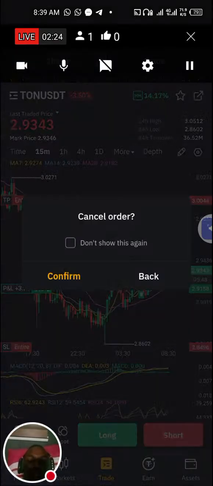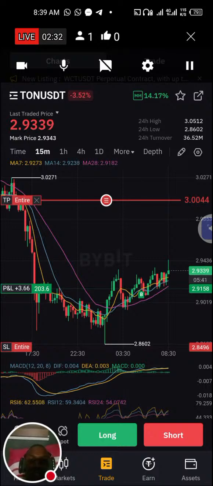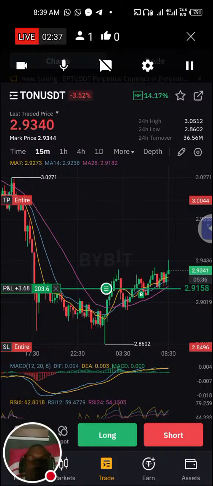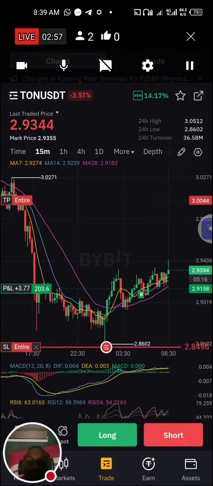So this is our TP. In case you're just coming, this is our take profit. This is our stop loss, and this is our entry. So if you're just coming, you can enter this trade right now. Long TON/USDT in the current market. So this is our take profit. This is our SL, and this is my entry.